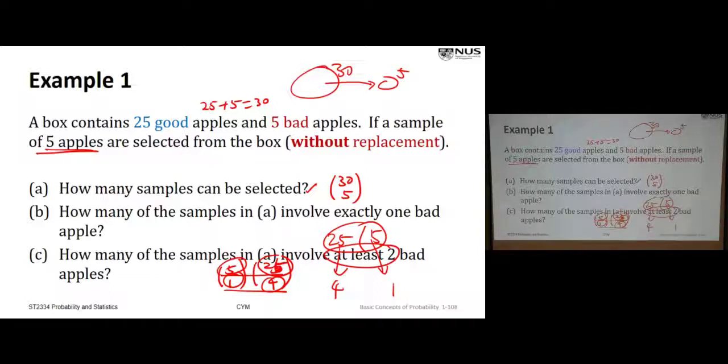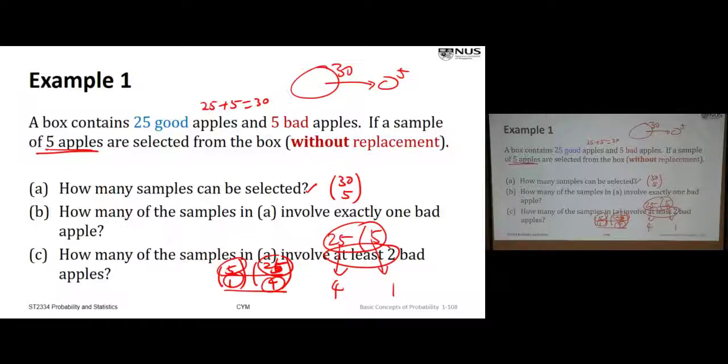So you just repeat what we have just done in part B, but we replace the 1 by 2 and we replace the 4 by 3. That means choose 2 bad apples from the group of 5 bad apples, choose 3 good apples from the 25 good apples. That is the number of ways for getting 2 bad apples. And then you have to consider 3 bad apples and 4 bad apples and 5 bad apples. So altogether you have to calculate 4 of them: 2, 3, 4, 5.